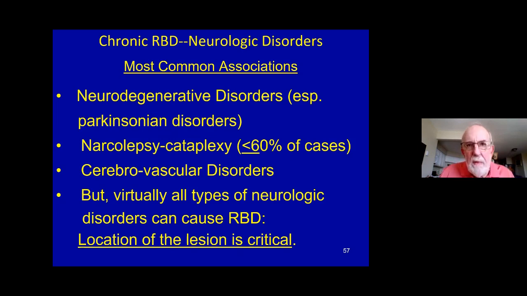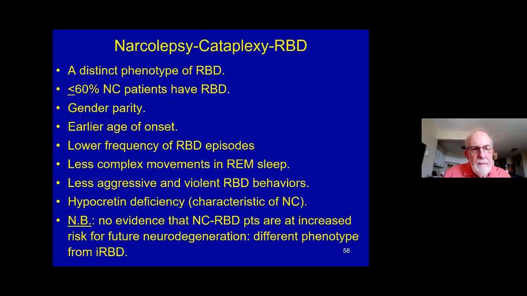Any kind of disturbance, including chemical disturbance from medications, particularly antidepressants, can result in RBD with loss of REM atonia. Focusing on narcolepsy with cataplexy and RBD, it's a distinct phenotype of RBD. Up to 60% of narcolepsy type 1 patients have RBD, with much greater gender parity, earlier age of onset, lower frequency of RBD episodes, less complex movements in REM sleep, less aggressive and less violent RBD behaviors, and the classic hypocretin deficiency found with narcolepsy with cataplexy.